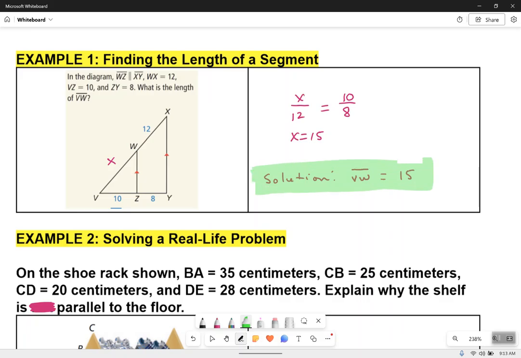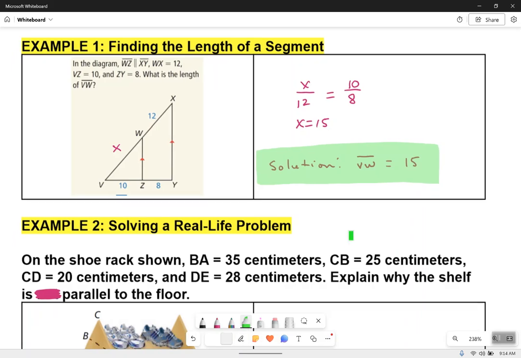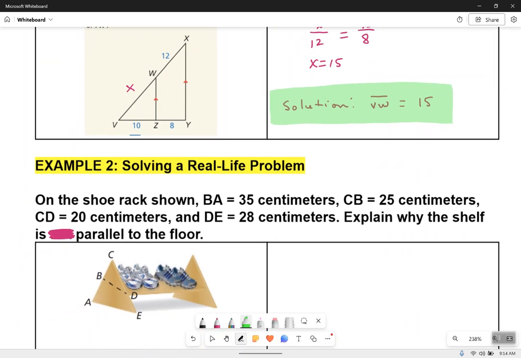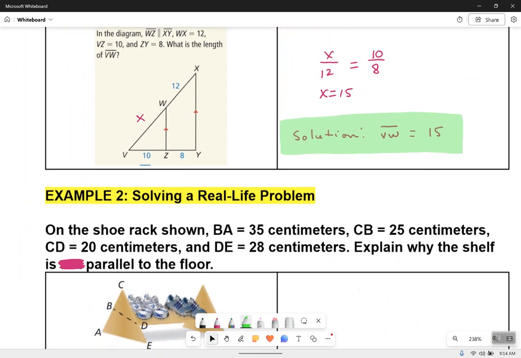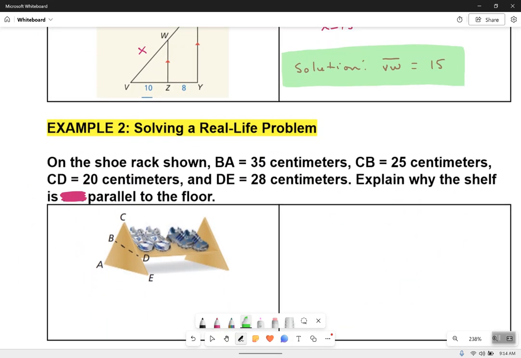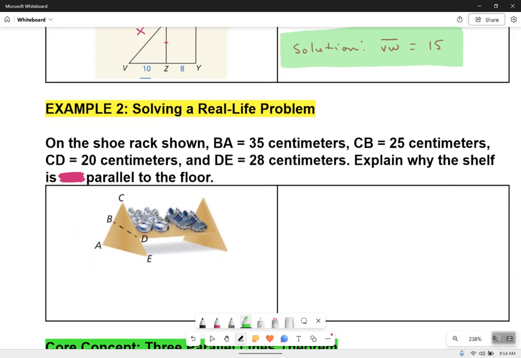Again, what do we have to set up to try and solve these? Starts with a P. Proportions, okay, just not going to go away, all right? Okay, so let's use that idea in a real-life problem. It says on the shoe rack shown, BA is 35 centimeters, CB is 25 centimeters, CD is 20 centimeters, and DE is 28 centimeters. Explain why the shelf is parallel to the floor.